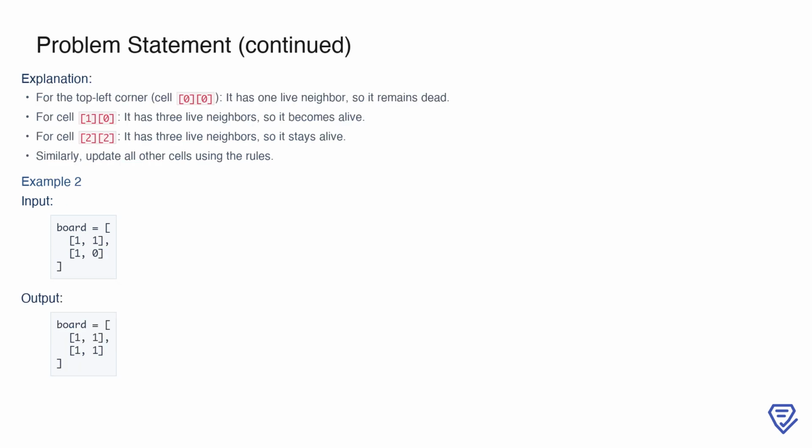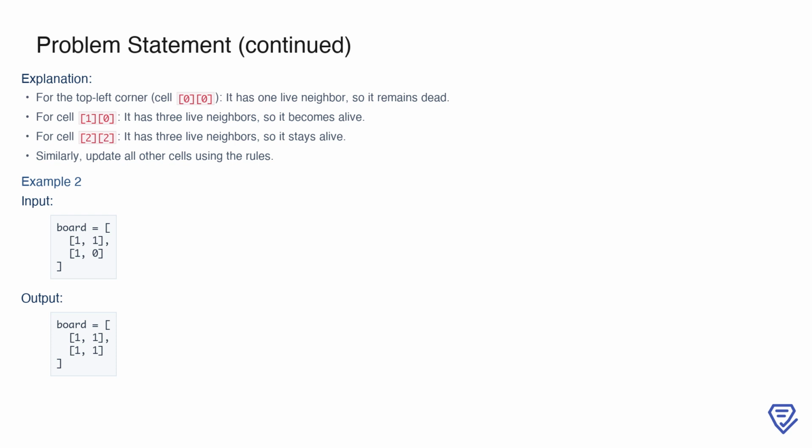To understand the output in more detail, let's analyze the first example further. Take the cell at position 0, 0, the top left corner. It has only one live neighbor, so according to the underpopulation rule, it remains dead. Now consider the cell at position 1, 0. This cell has exactly 3 live neighbors, so it becomes alive due to the reproduction rule. Another example is the cell at position 2, 2, which has 3 live neighbors. Since it's already alive and has the right number of neighbors, it remains alive in the next state. By applying these rules systematically to all cells on the board, we arrive at the updated configuration.